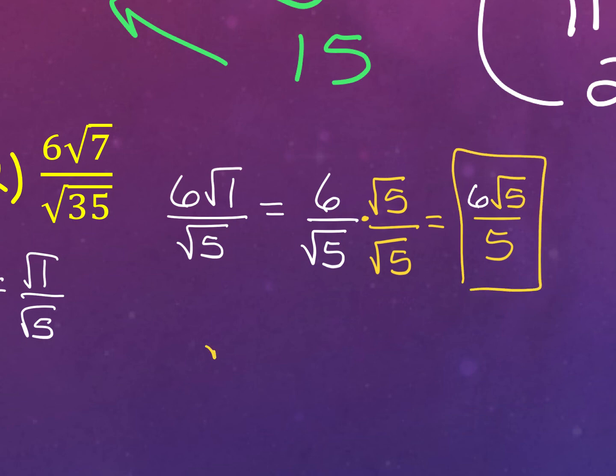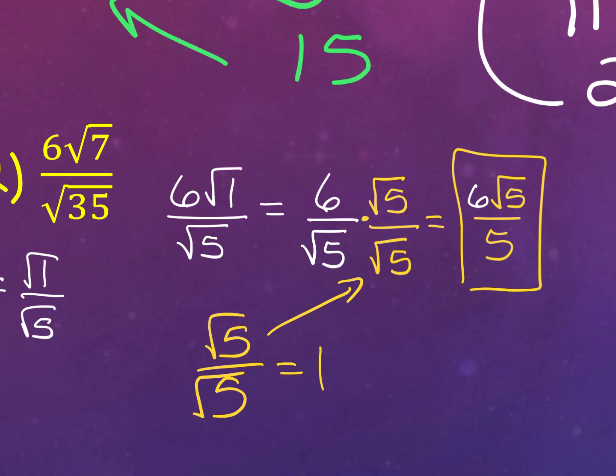Notice this square root 5 over square root 5 that I just multiplied that answer by. Technically, this is equivalent to 1. So really, all I did was multiply this fraction here, the 6 over the square root of 5, by a 1. But it does modify it, and it eliminates the radical from the denominator. So always remember, you can never ever leave a square root in the bottom of a fraction.